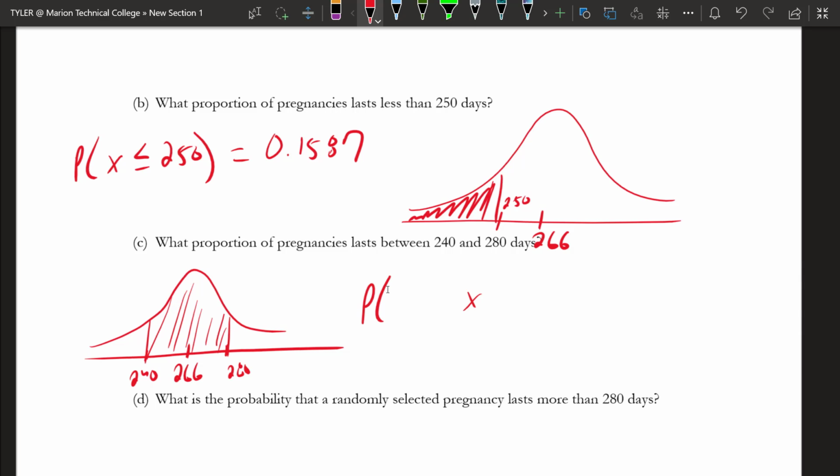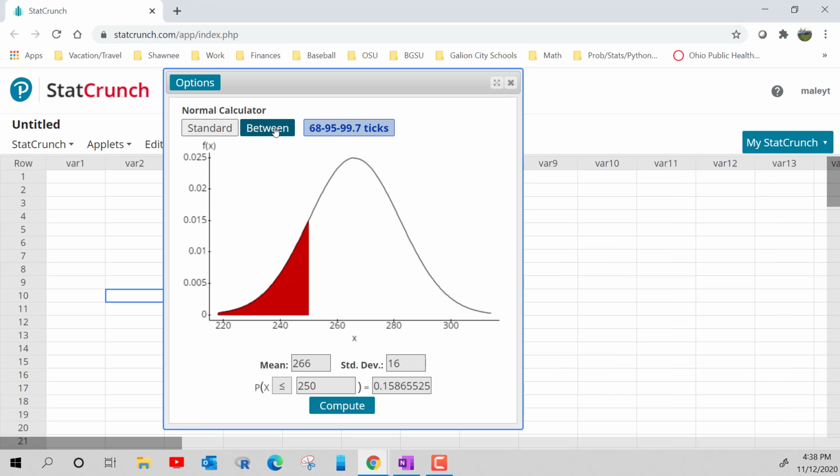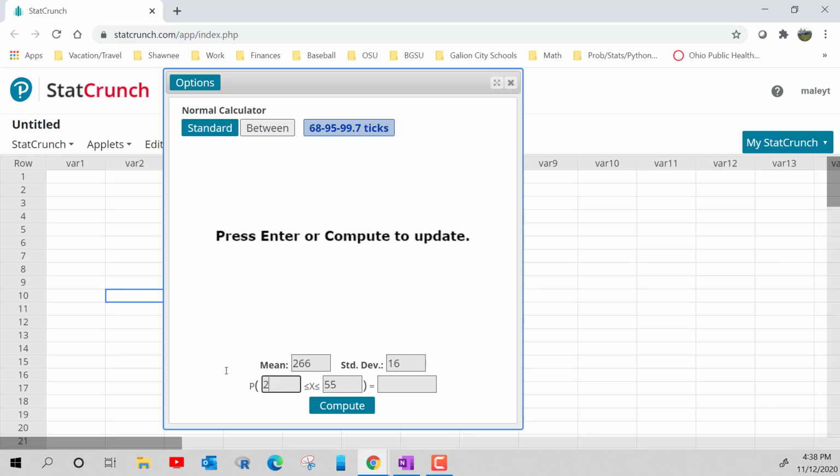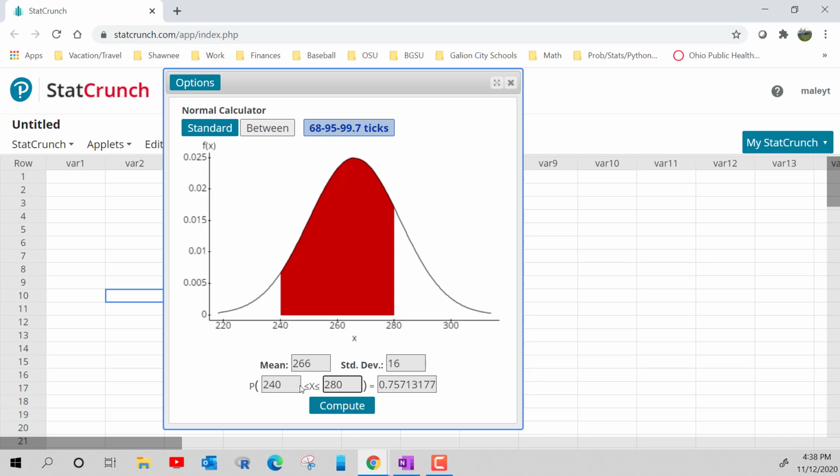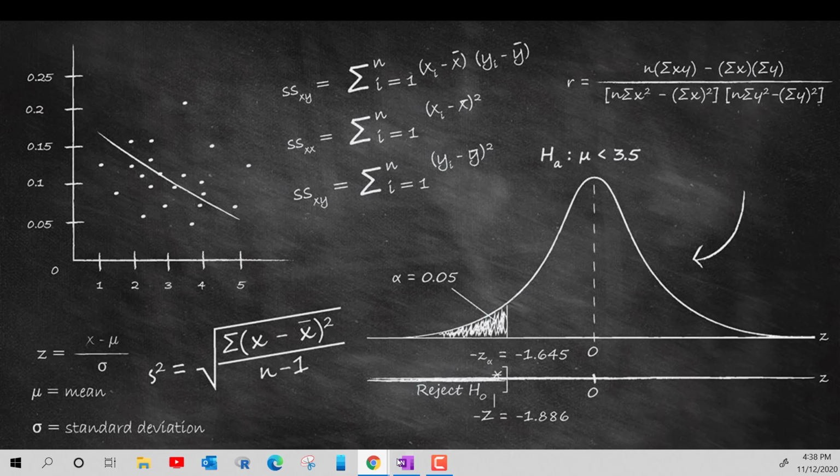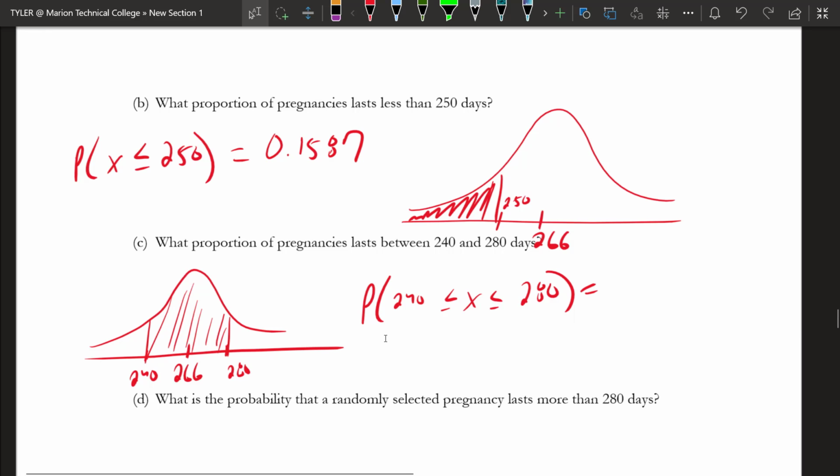So the probability that x is in between 240 and 280 days, we can find using Statcrunch, right? So I hit the between. My mean and deviation are the same. So this would be between 240 and 280. And we get the area and a nice graph. Right? So that was 0.7571.